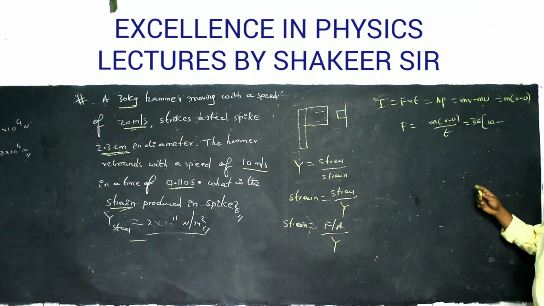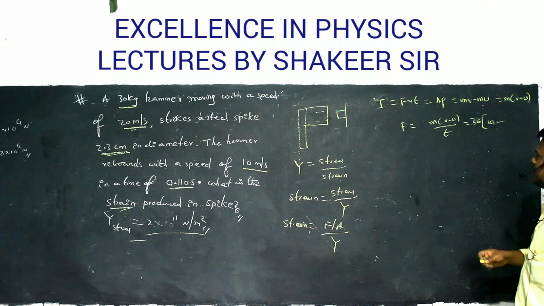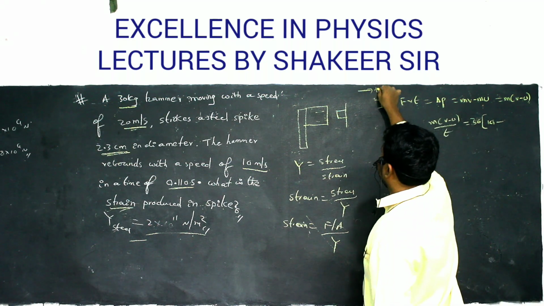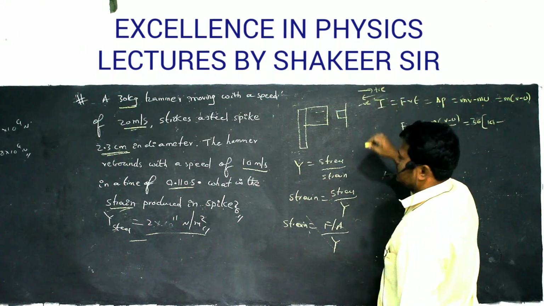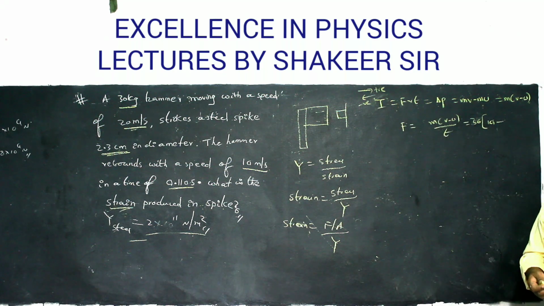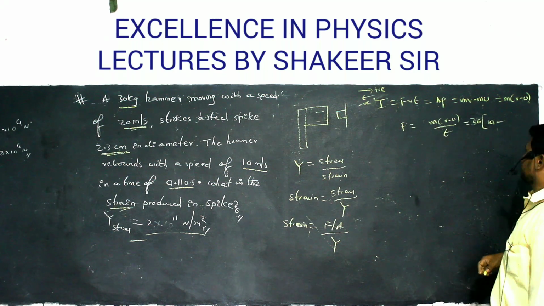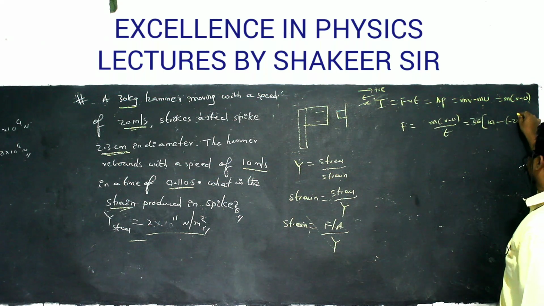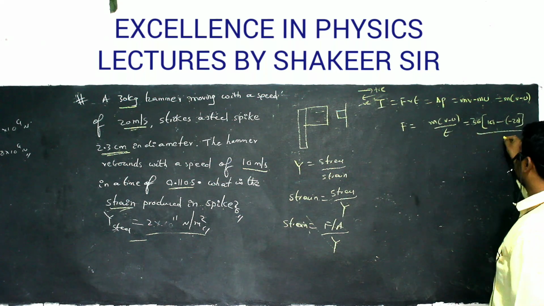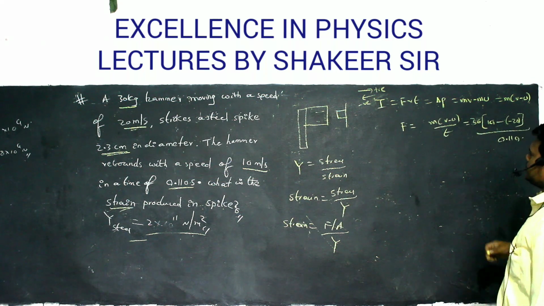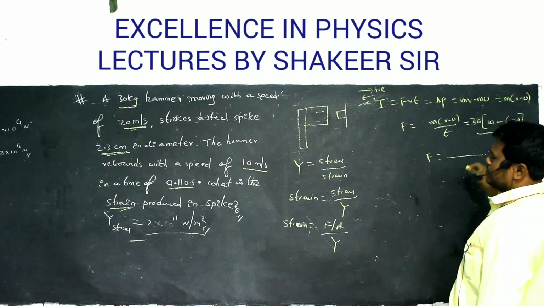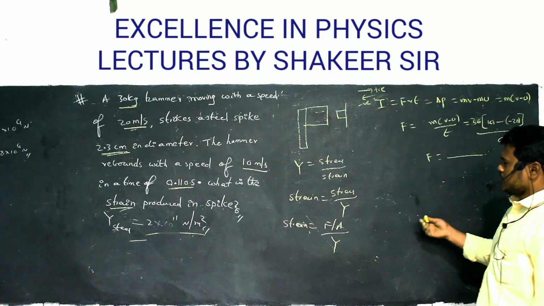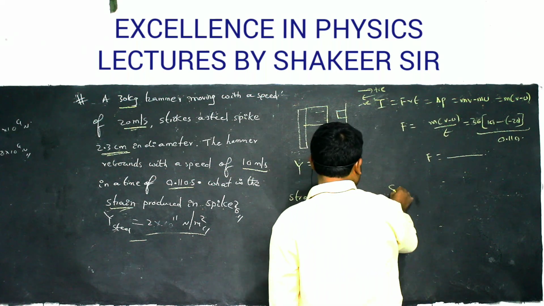No, because the velocities are changing directions. So if this direction of velocity I take positive, then the opposite direction is negative velocity. Velocity is a vector quantity. So minus of minus, I have to write. So 10 minus of minus 20 divided by the time of application of force, 0.110. From this you can calculate force. That's all. So therefore can't you calculate the strain now?